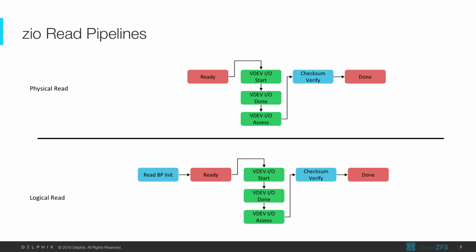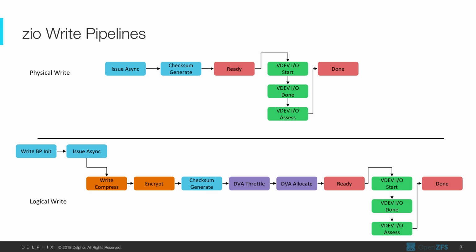The only difference is that we insert a new stage, which is called read BP init. The difference between the two is that when you're doing a physical write, you're writing to a known location, a known VDEV, a known offset. But when you're doing a logical read, you're passing in a block pointer. That's why we need to do some different things in this read BP init phase, where we look at the block pointer and determine where we actually need to do the I/O.